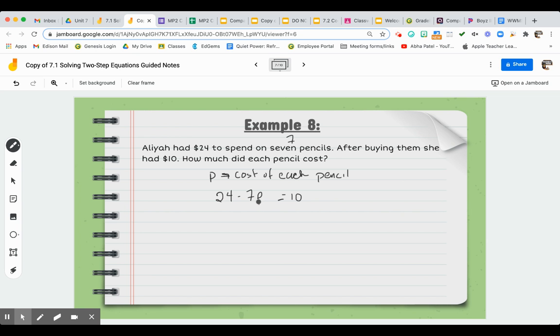I think this is one way you could set it up. You could also do it as, I believe, 7P plus 10 is equal to 24. That would also work. We'll check both ways. Let's solve them both ways. I think these are the 2 equations that I would go by. I'm going to draw that line.